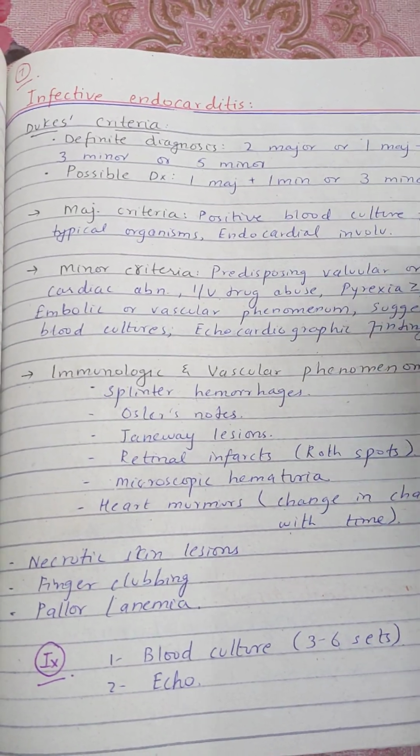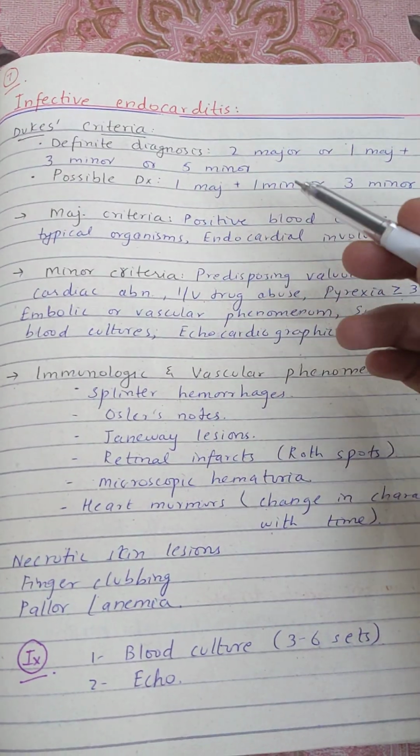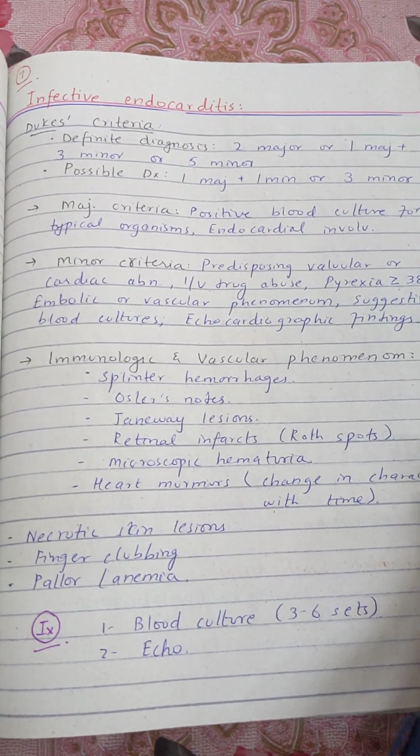And in order to label it as having a possible diagnosis of infective endocarditis, you should meet at least one major and one minor criteria or three minor criteria. So what are the major and minor criteria? Let's take a look at that.